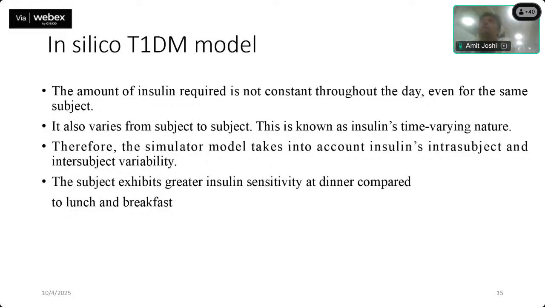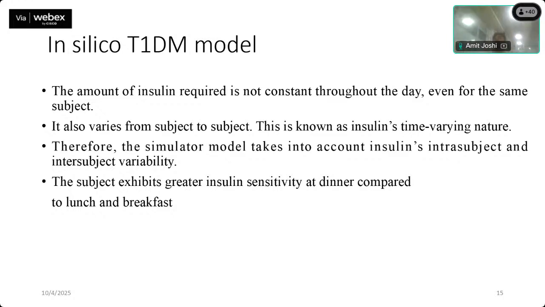So in silico, T1DM. T1 means type 1, DM stands for diabetes mellitus. Okay, diabetes का actual scientific name है diabetes mellitus. Okay, so DM. So in silico T1DM model. So that is applicable for our UVA Padova simulator. So here the amount of insulin required is not constant throughout the day. Even it varies from subject to subject. So our glucose level is changing throughout the day.